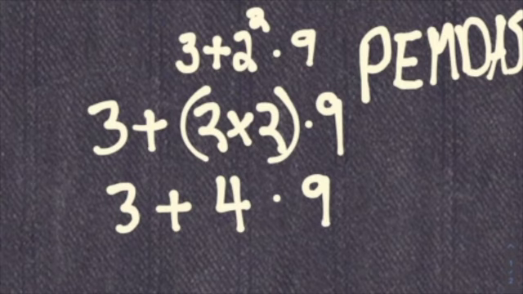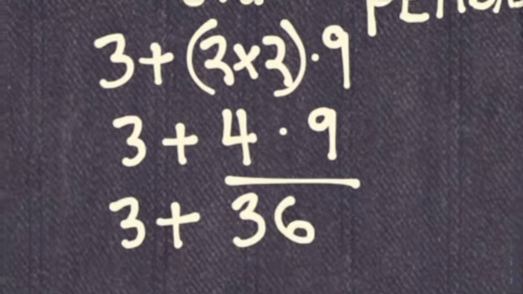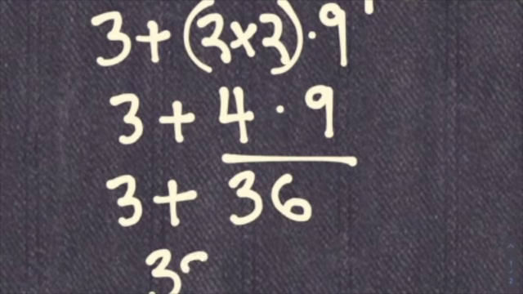Some people went left to right. If I do that, I'm going to get the wrong answer, because according to PEMDAS, after exponents I need to do multiplication and division. That means I need to do 4 times 9 first. 4 times 9 is 36. So now I have 3 plus 36, and I get an answer of 39.